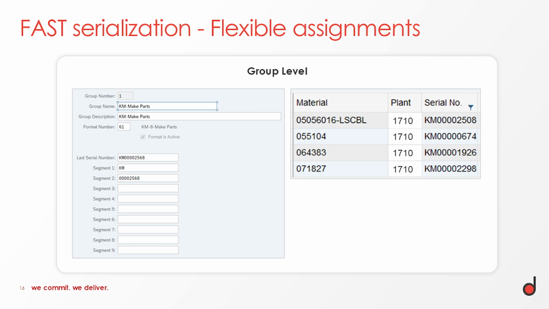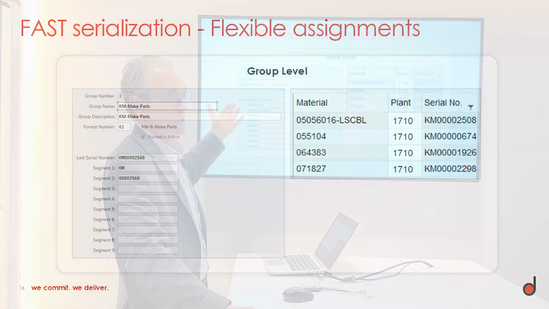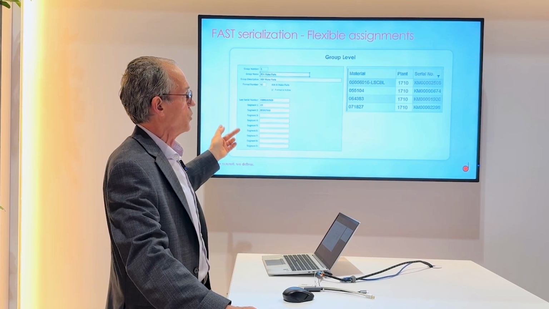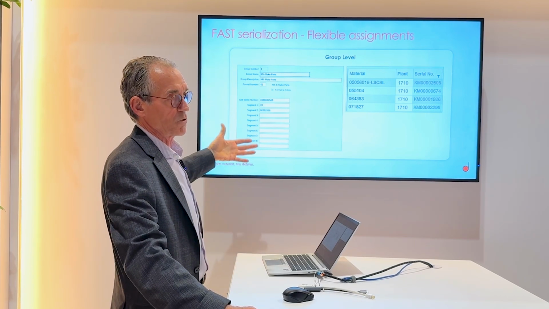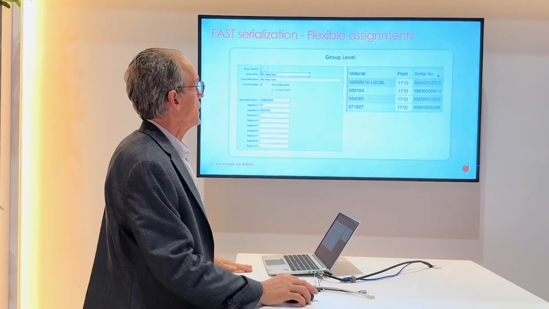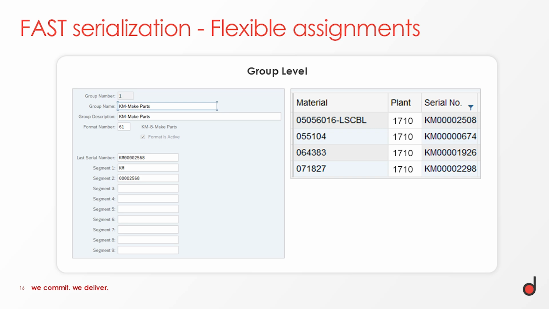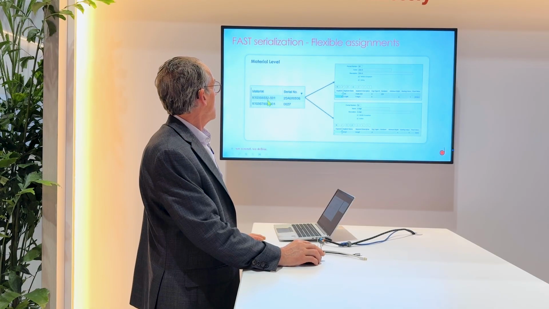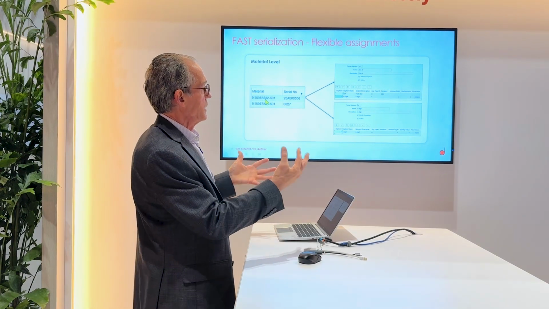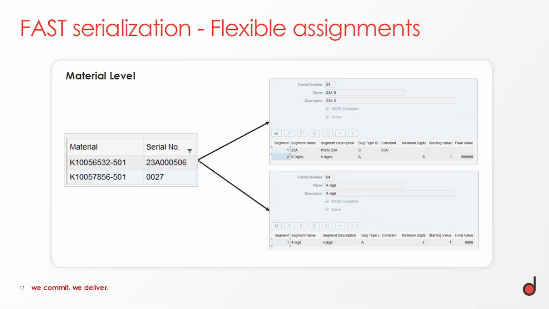We can also do this at the group level. So I can define a group for KM make parts, right? So any material that's assigned to that group is going to inherit the serial number profile that I assigned to that. And so you can see some examples over here of KM materials, and the material number formats are all over the gamut. And so what we get is flexibility in material number assignments for our materials, and I can generate custom serial numbers based on your business requirements.